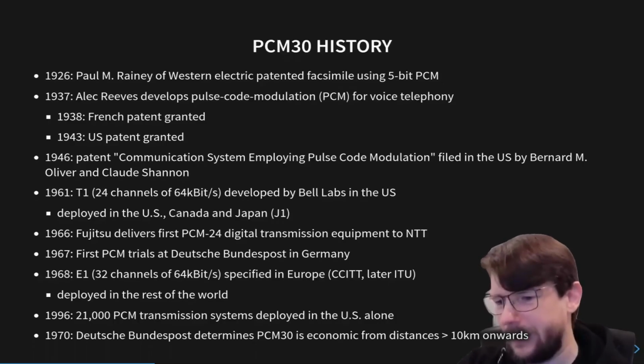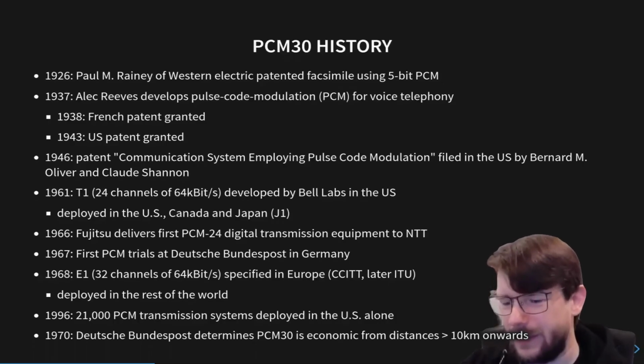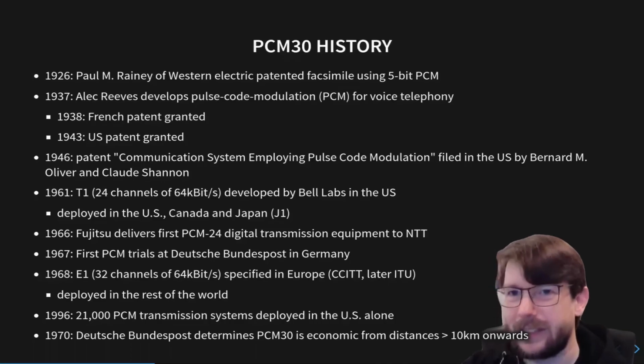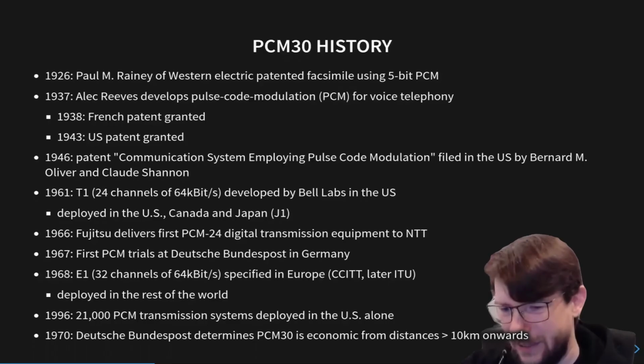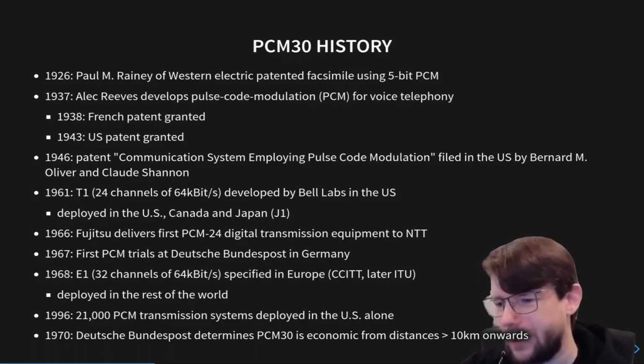The PCM systems like we know them today started to come out in the 1960s. I'm talking about commercial applications here. I'm not sure what the military had at some point earlier maybe. So the T1 carrier system with 24 channels, developed by the Bell Labs in the US, is the system that's deployed in the US, Canada, and Japan. Five years later, Fujitsu domestically in Japan delivers the first PCM24 digital transmission equipment to NTT, the Japanese telecom company.